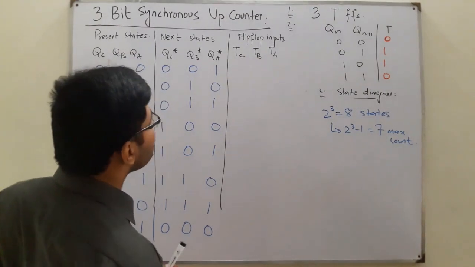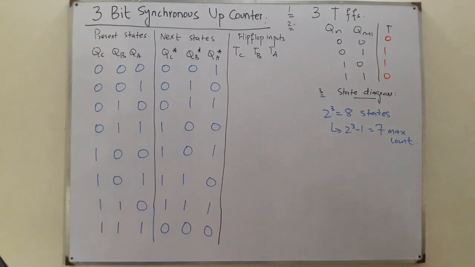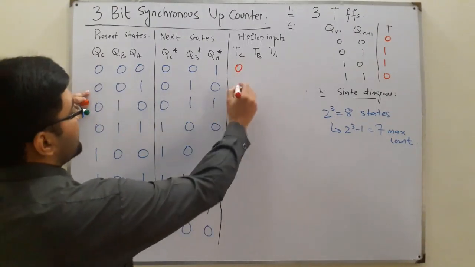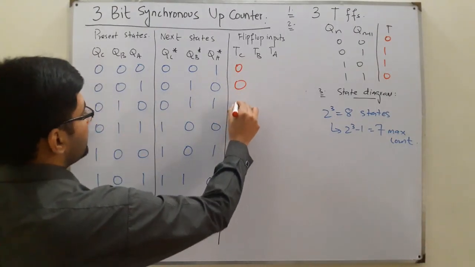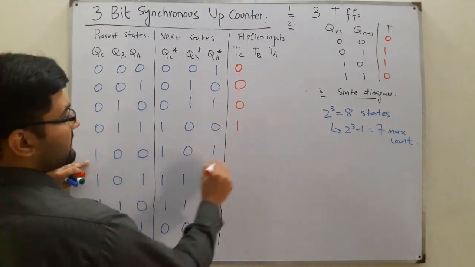Now the values of TC, TB, and TA, with the help of the excitation table. So first for C, have a look. When both are 00, you have T0. 00 again, so T0. 00 again, so T0. 01, so T is 1. 11, T0.